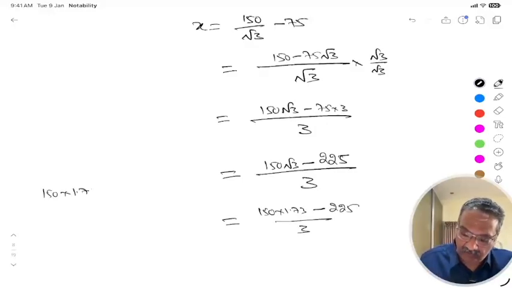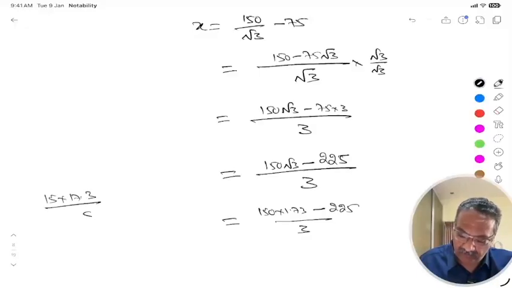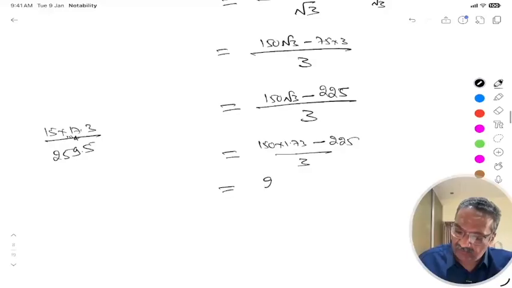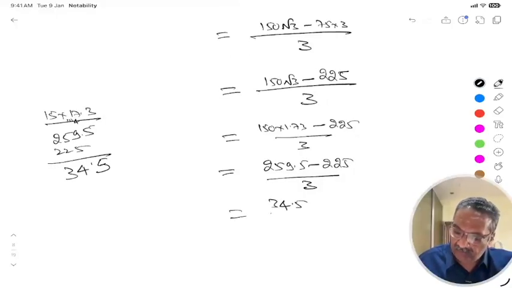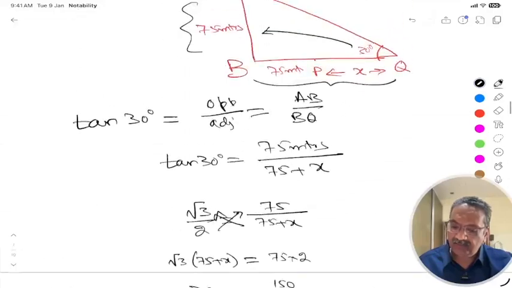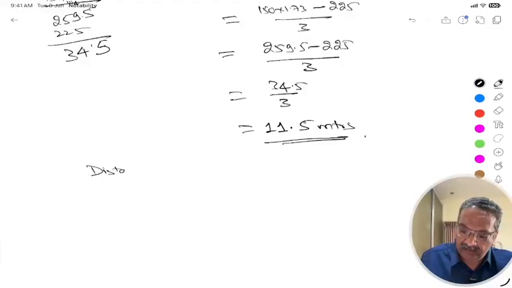What will this be? 150 into 1.73 is nothing but 15 into 17.3. 5 3s are 15, 5 7s are 35, 15 7s are 105, 15 1s are 15 plus 10 is 25. So 259.5. So I've got 259.5 minus 225 by 3, which is 34.5 by 3. You can write it as 11.5 meters. Alright. So the distance between the two ships is 11.5 meters.